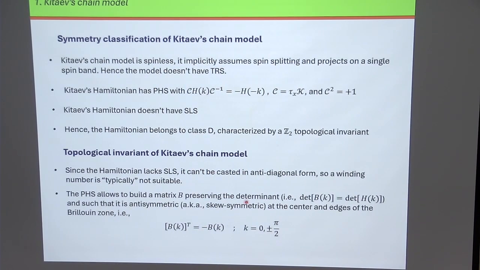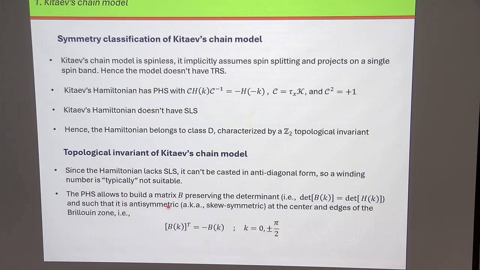All right. In this situation, for this model, I can, but typically, if you don't have the chiral symmetry, you cannot write it in this anti-diagonal form, so typically you cannot calculate these winding numbers, okay?